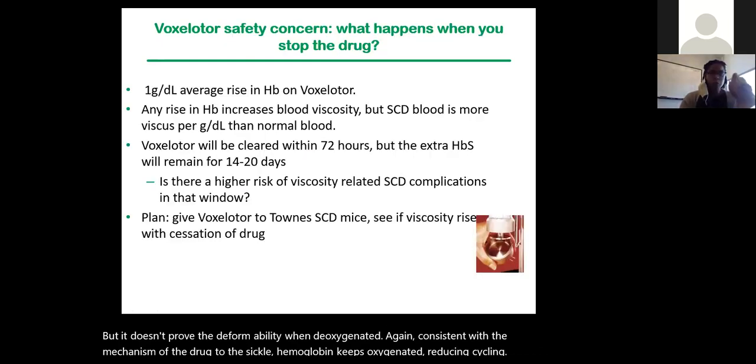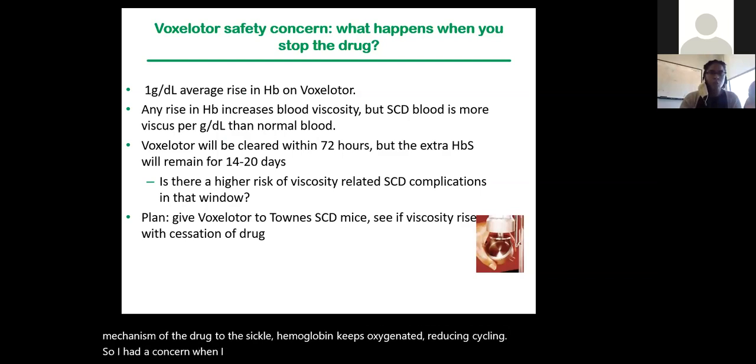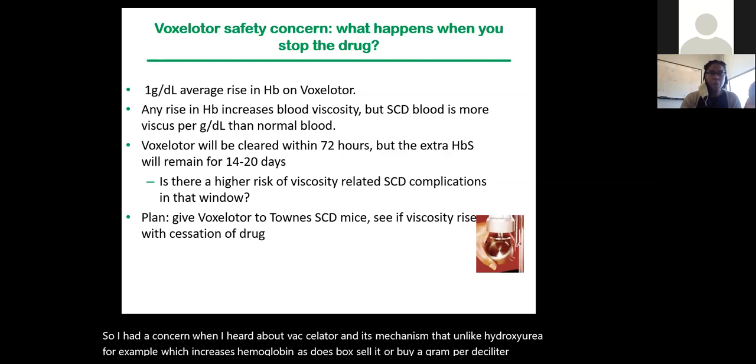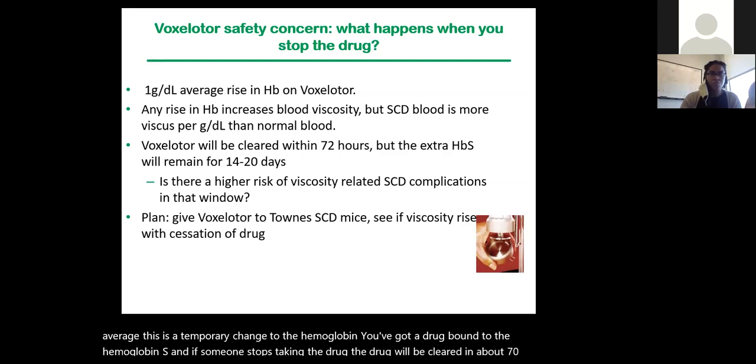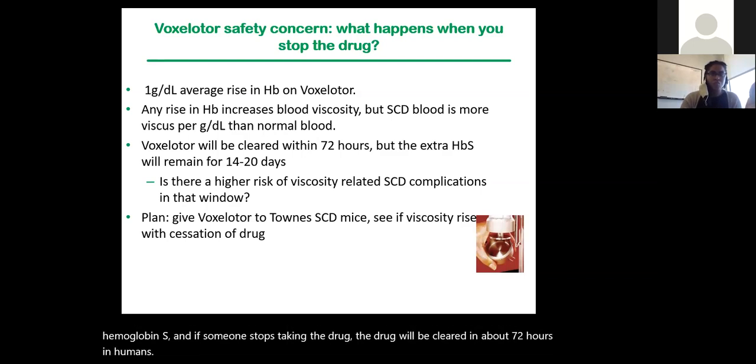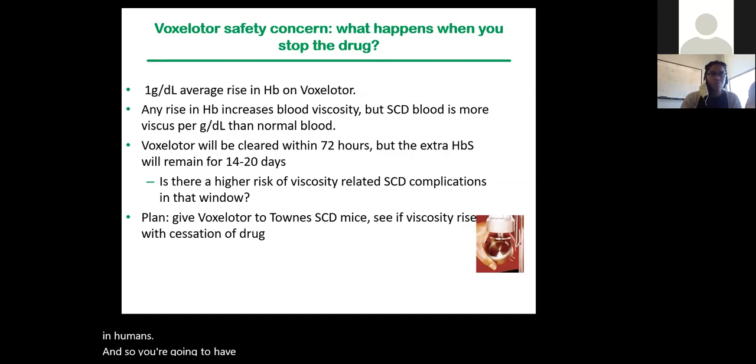So I had a concern when I heard about voxelotor and its mechanism that unlike hydroxyurea, for example, which increases hemoglobin, as does voxelotor, by 1 gram per deciliter on average, this is a temporary change to the hemoglobin. You've got a drug bound to the hemoglobin S. And if someone stops taking the drug, it will be cleared in about 72 hours in humans. And so you're going to have higher hemoglobin that is now unmodified.